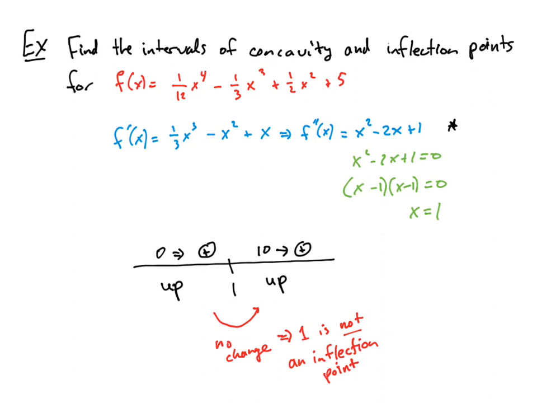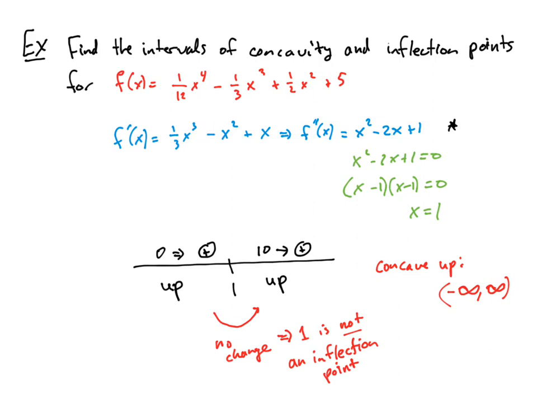So there's no inflection point, and then we also want to find the intervals for concavity. Well, this is going to be concave up everywhere. So we're just going to say negative infinity to positive infinity. And this is confirmed by our graph. So let's take a look at that.